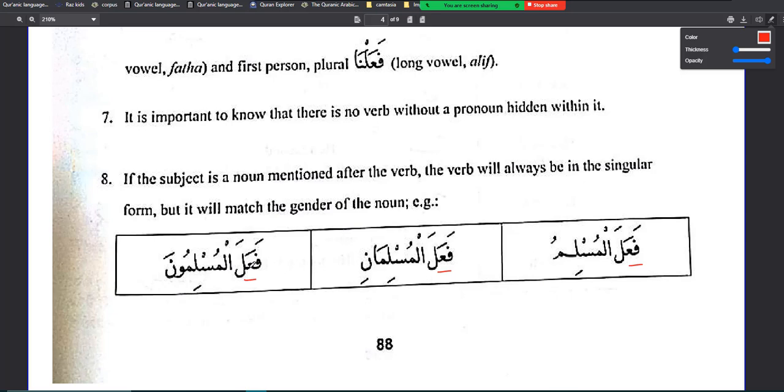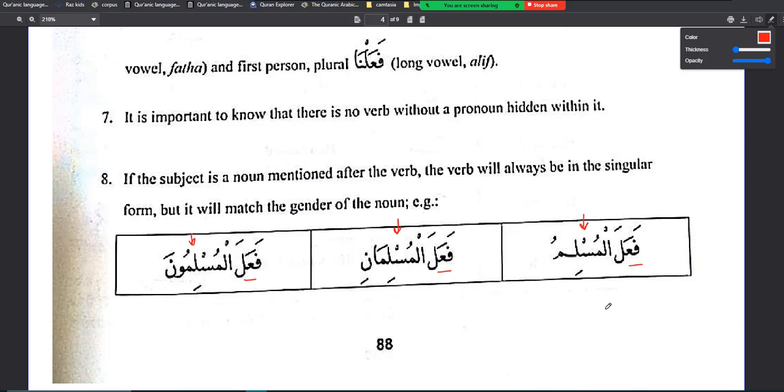It's not becoming fa'alu, but it will match the gender of the noun. If you see al-muslimu, what is it, singular or dual or plural? Al-Muslimu. It's not plural. Singular. What about Al-Muslimani? Dual. Al-Muslimuna. Plural, right? So this is the subject, okay?